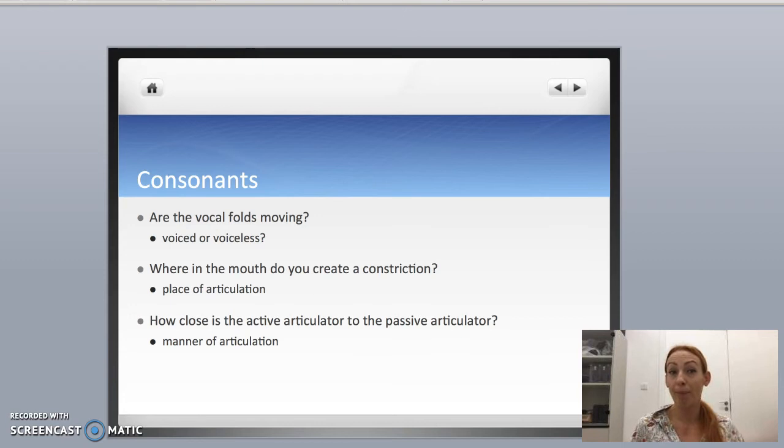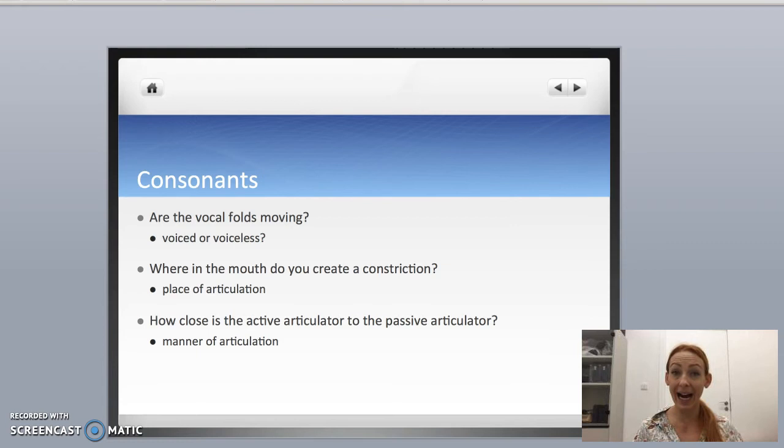Second question, place of articulation, or in other words, where in the mouth the sound is made. For f, you can feel that it's your lower lip touching your upper teeth. So this is where we make the constriction for this consonant. And that tells us that the place of articulation of f is labiodental.